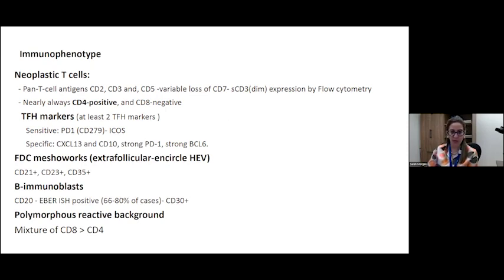And the T follicular helper markers, we need at least 2 to identify this type of lymphomas. It depends on the availability in your institute, but CD21, 23, and 35 are very helpful to show the significant and important feature of the follicular dendritic cell meshwork expansion. And these are encircling the high endothelial venules. If you want to show your B immunoblast, you can use CD20. CD30 is sometimes positive on those cells, and EBER ISH is very helpful to show that this is an EBV-driven process. The polymorphous background, as shown in our case, could be a mixture of CD8 and CD4, but mostly CD8.